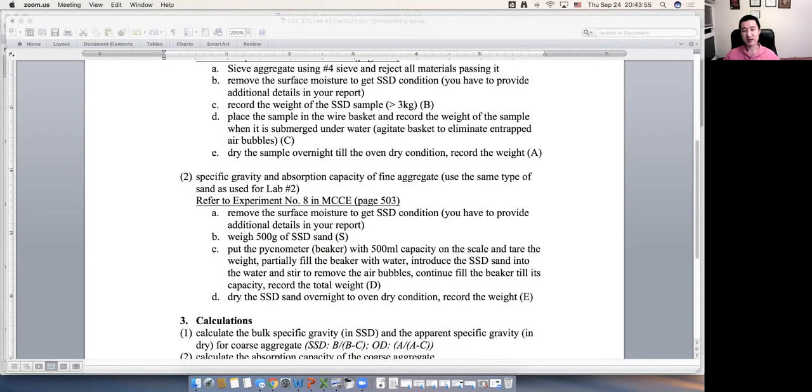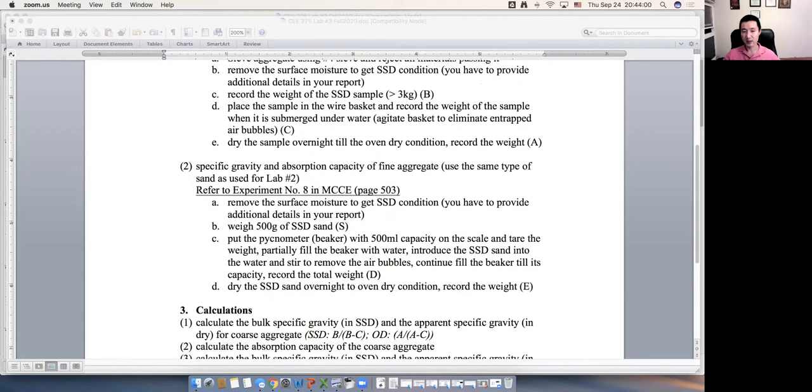After we get the sand in SSD condition, we take around 500 grams, and then we put the sand in a special container called a pycnometer. The capacity of the pycnometer is 500 milliliters. We introduce the sand into the pycnometer, and then we fill the remaining volume with water. We also need to get rid of the air bubbles between the water and the sand. Sometimes it's not very easy to do.